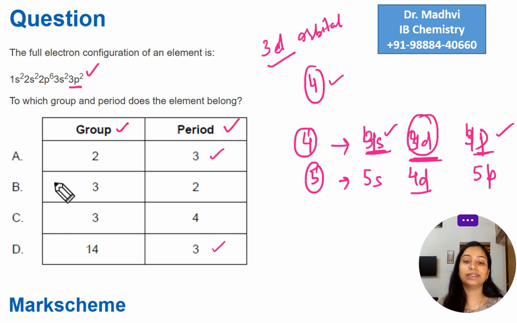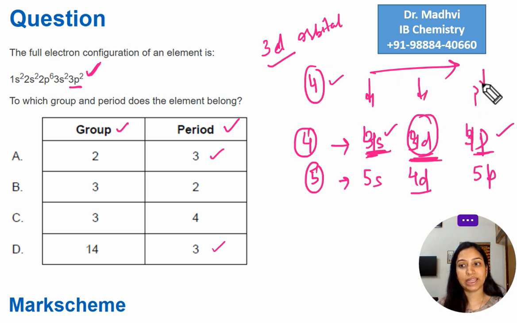And then the next thing is group. When we decide the number of the group, see, there are 2 electrons in the 3p orbital. The p orbital comes after the s and d. If we go from left to right, first is the 3s, then the d block, and then the p block. There are 2 groups in the s block, 10 groups in the d block, and then the p block starts, and there are a total of 6 groups in the p block.